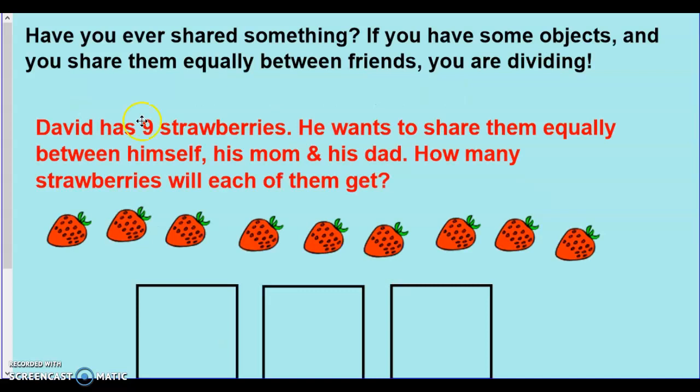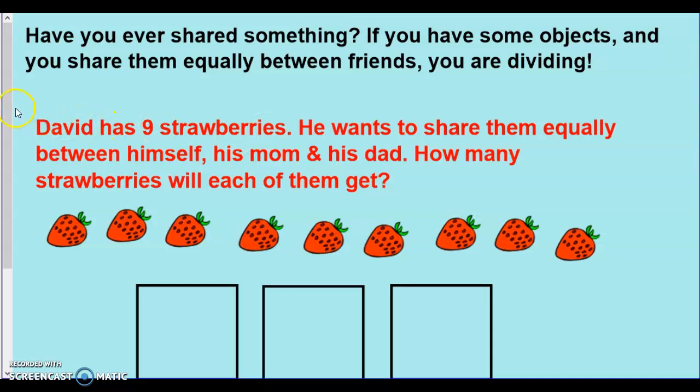Dividing is something that you're already doing, and maybe you just hadn't thought about it that way. Have you ever shared with somebody? If you have objects of some sort and you want to share them equally between friends, you're dividing. Here's an example. David has 9 strawberries. He wants to share them equally between himself, his mom, and his dad. How many strawberries will each of them get?